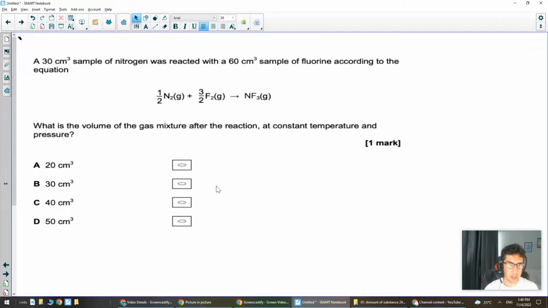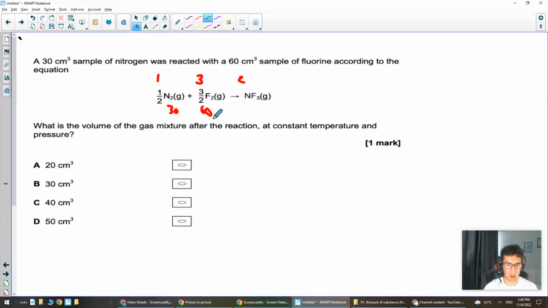Okay, so this question here, this time we've got 30 cm cubed of nitrogen, 60 of fluorine, so 30 moles, 60 moles, because moles are proportional. Okay, so let's work out which one's the limiting factor. You can see they're in a 1/2 to 3/2 ratio. That's a bit of a weird ratio. Let's just times everything by 2, so that becomes a 1 to 3 to 2 ratio. That's a lot easier. Okay, so we can just find out which one's the limiting factor. It's looking like fluorine's going to be in excess.